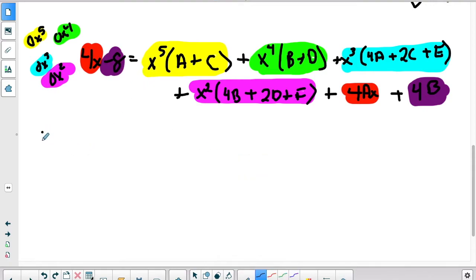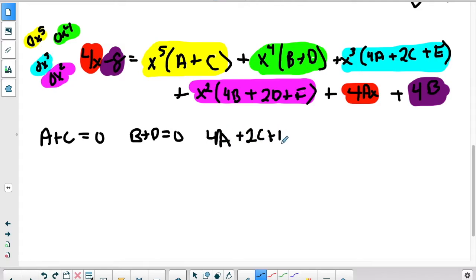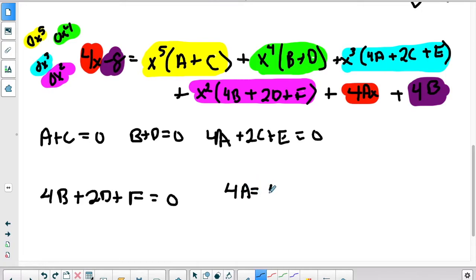Now I'm going to start with x to the fifth. Well, so a plus c equaled 0. With our fourth, it told us that b plus d also equaled 0. Then we saw that 4a plus 2c plus e equals 0. And we also have that 4b plus 2d plus f is equal to 0. Then we have 4a is equal to 4. And last but not least, we have 4b is equal to -8.